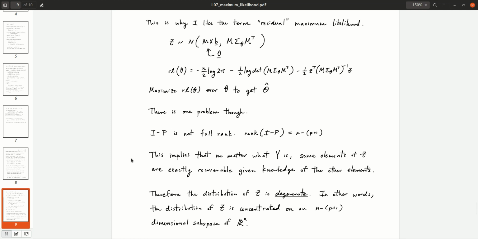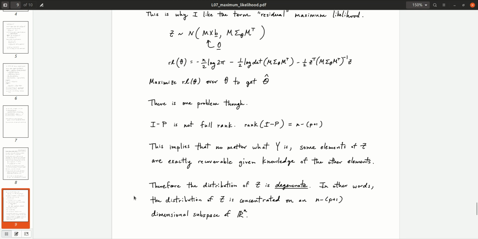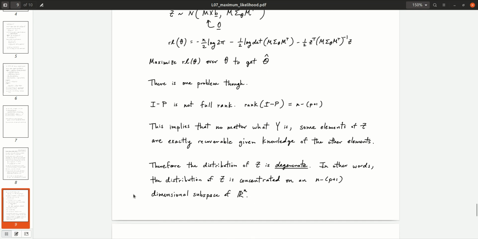So that's a complicated way of saying that the span of Z, or the span of M, which is the projection matrix, is smaller than the number of elements of Z. And this implies that the distribution of Z is degenerate. In other words, instead of living in Rn, its distribution is actually concentrated on a subset of Rn, an n minus p plus 1 dimensional subspace of Rn.